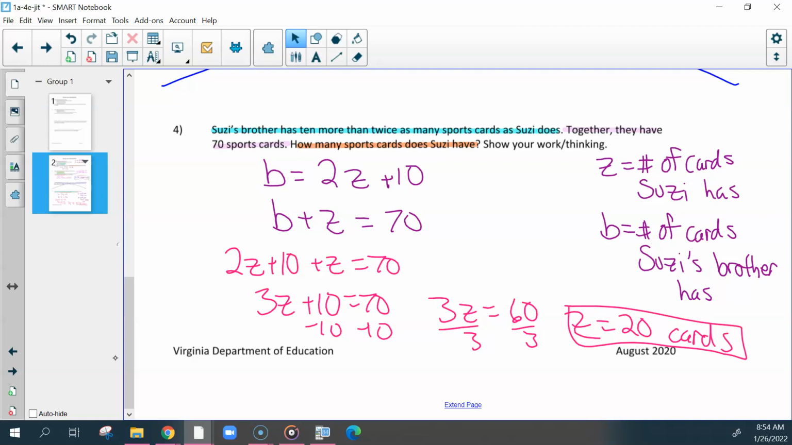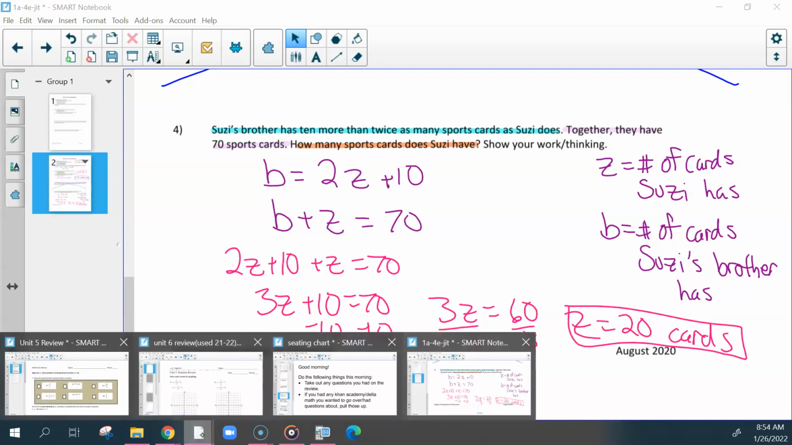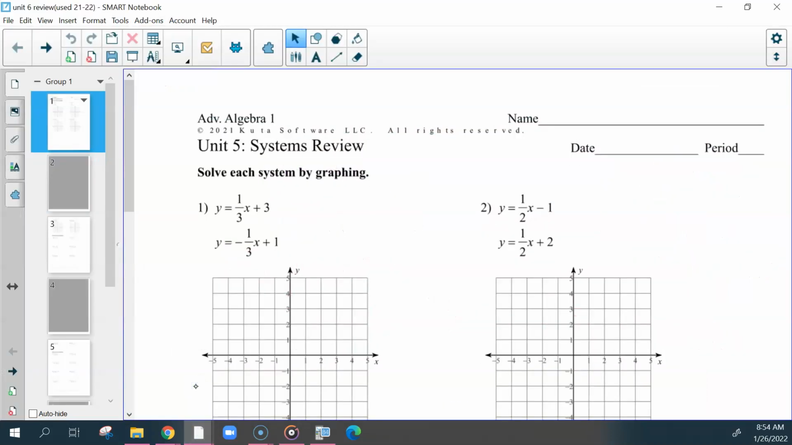Everyone should have the review in front of them. We're going to go through some of these. If you see any that we don't go through, circle them, and we'll go through them if we have time at the end.